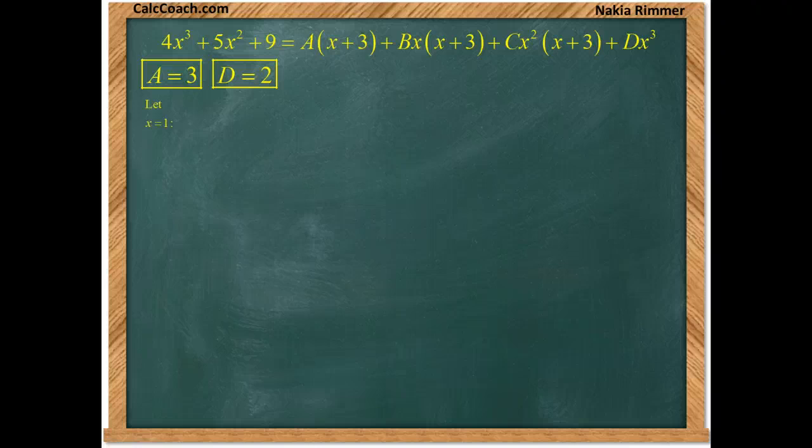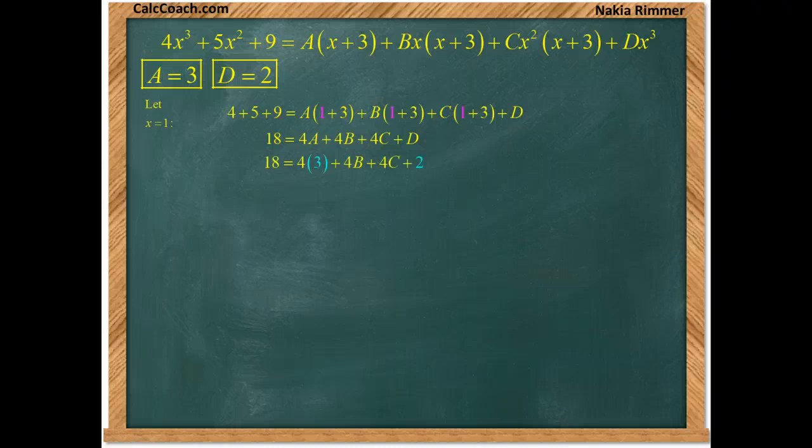On the left-hand side, it's just adding up the coefficients, 4 and 5 and 9. On the right-hand side, plugging in a 1 is pretty harmless. And so what we end up with is 4A and 4B and 4C and a D, all added up to give me 18. So we know the values of A and D. Let's plug those in. We know that A is 3. We know that D is 2. Plug it in. What will end up happening is we won't directly get B or C. We'll get a relationship between B and C.